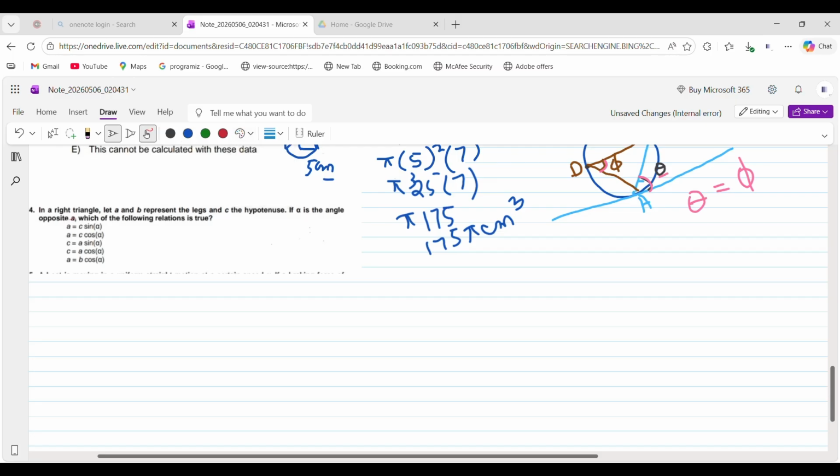Let's change the color a bit. Okay, in a right triangle, we have basically a right triangle. Okay, this is what we call a right triangle. Let A, B represent the legs. So basically this is A, this is B, they both are legs of the triangle, right? And C be the hypotenuse, and the hypotenuse is basically the opposite of the 90-degree side. So opposite to it is what we got C, which is the hypotenuse. If alpha is the angle opposite A, so basically opposite to A is this angle, right? This is the alpha angle we have.